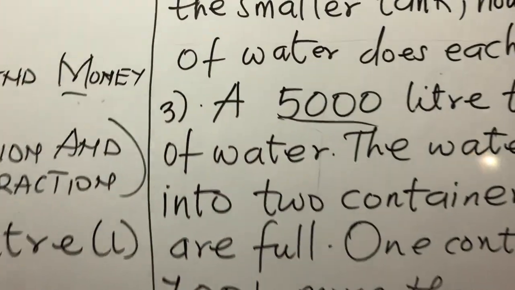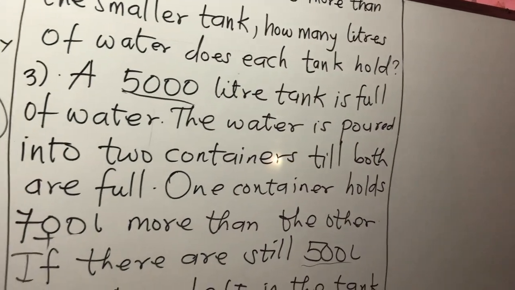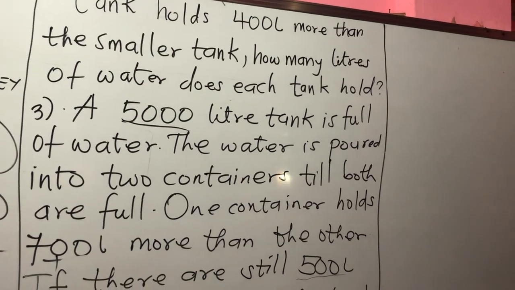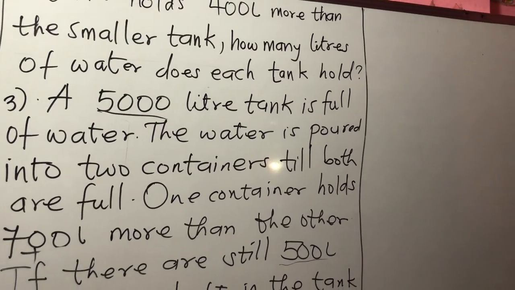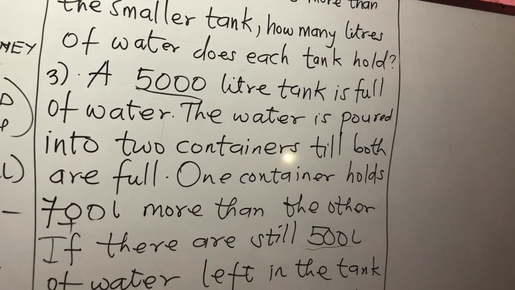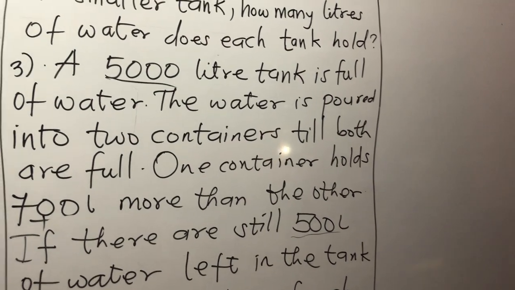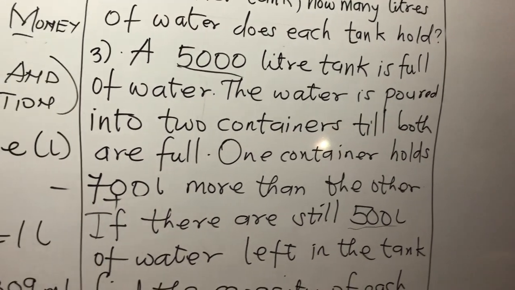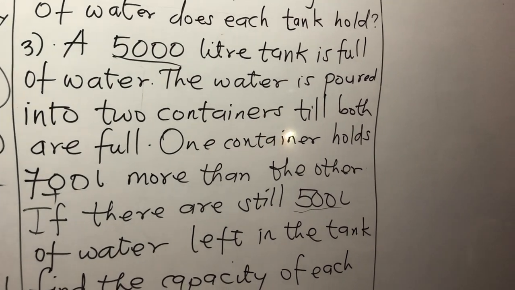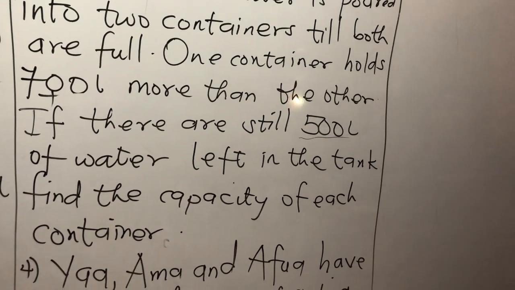Okay, third question. A 5,000 liter tank is full of water. Okay, the water is poured into 2 containers till both are full. One container holds 700 liters more than the other container. If there are still 500 liters of water left in the tank, find the capacity of each container.